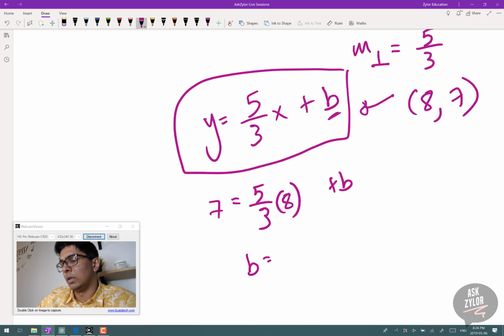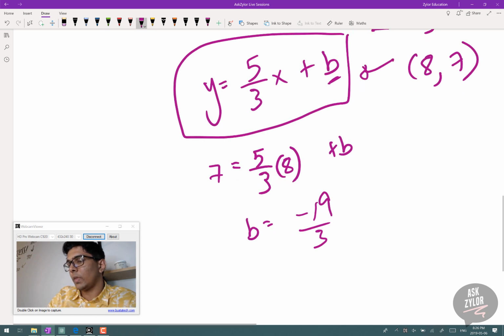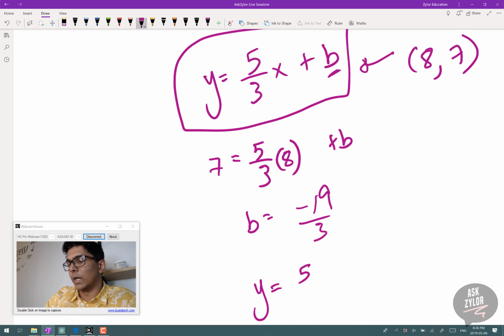So my b ends up being 7 minus 8 times 5 over 3, which is 40 over 3. Bring that to the other side, so I have negative 19 over 3. So my equation ends up being y equals 5 over 3x minus 19 over 3.